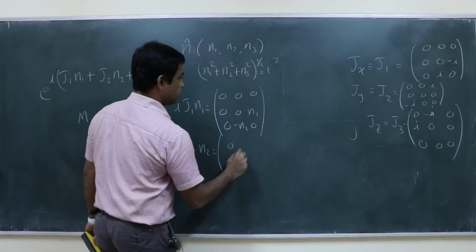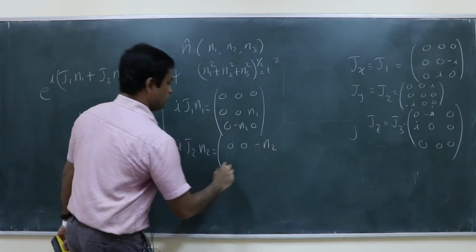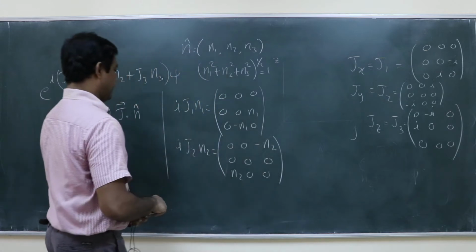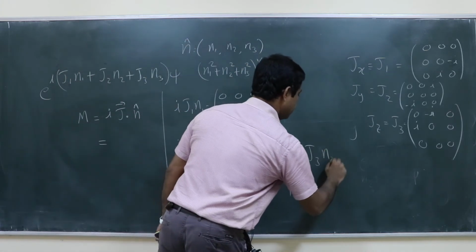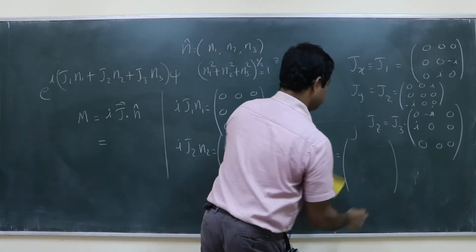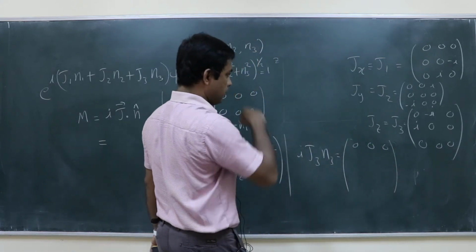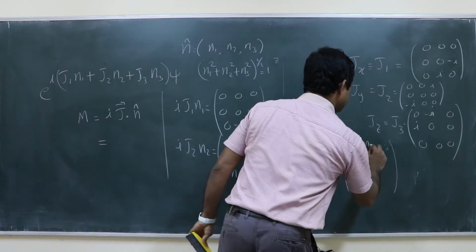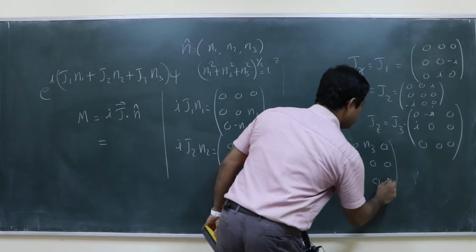0, 0, minus n2. 0, 0, minus n2. 0, 0, 0, n2, 0, 0. Then I j3, n3 is equal to 0, 0, 0. Is it 0, 0, 0? No. So this is n3, 0, n2, n3, 0, 0, 0, 0, 0.